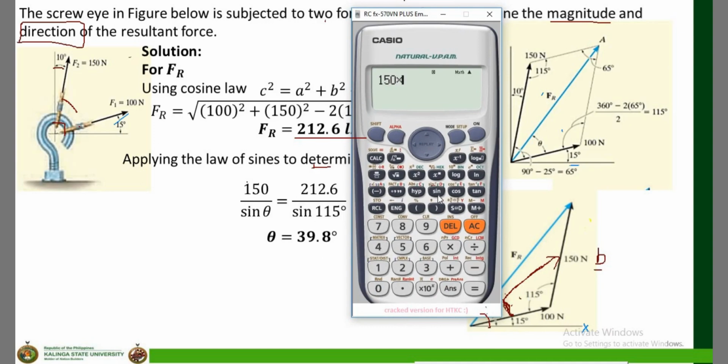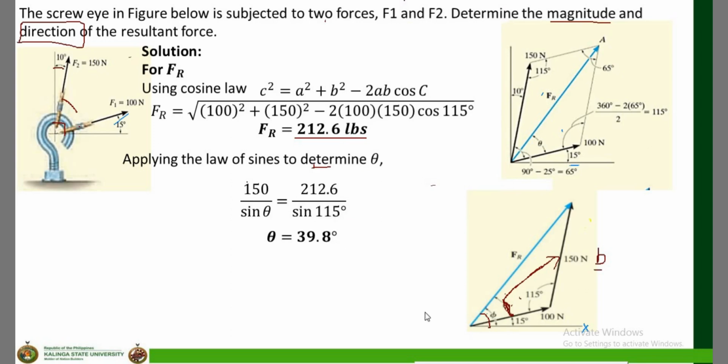In the calculator, I input 150 multiplied by sine of 115, divided by 212.6. Then take the inverse sine. That is equal to 39.8 degrees. That is the angle opposite of B. That 39.8 is what we are looking for, theta. And then we can get phi.